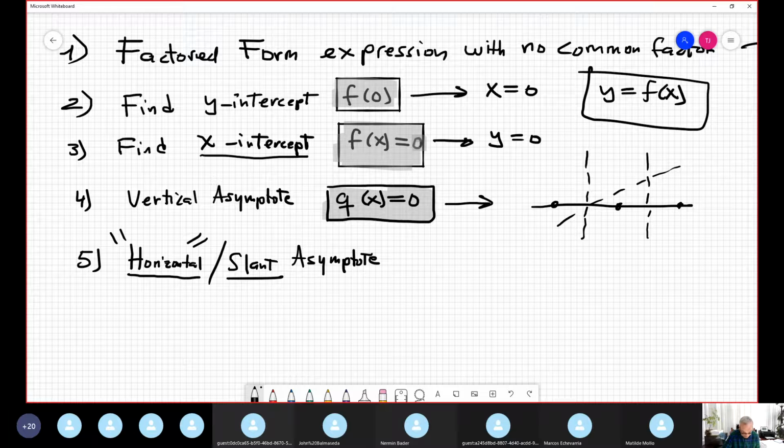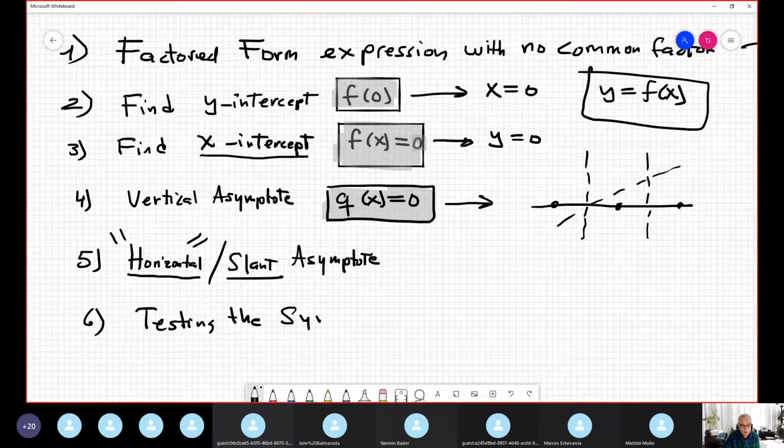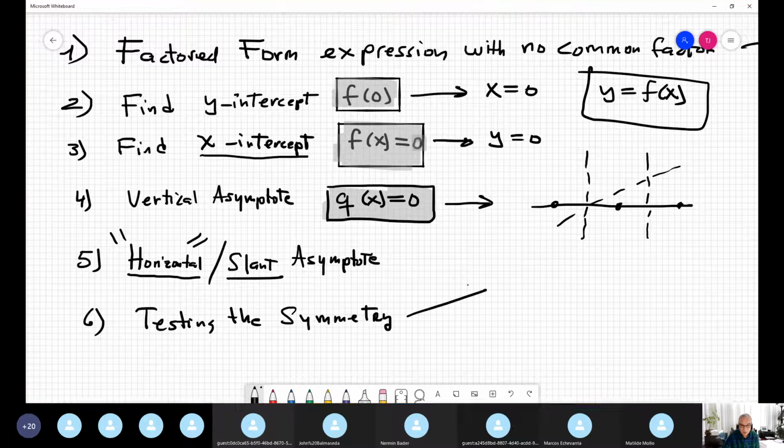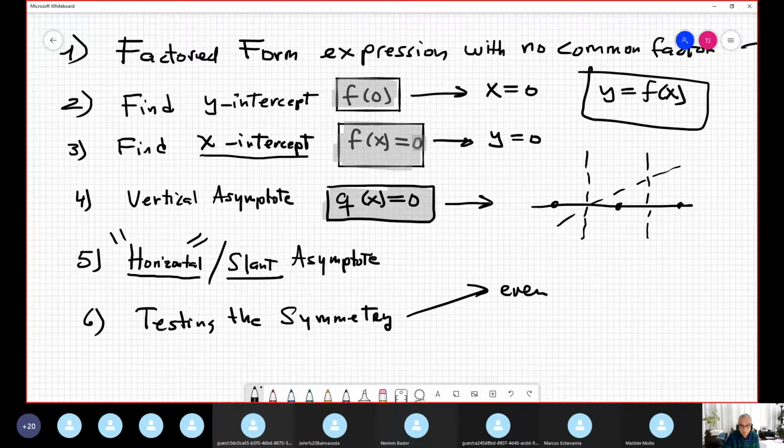And number 6 is testing the symmetry. This is important, and the student maybe forgot. To test the symmetry, you have 3 possibilities: even, odd, or neither.